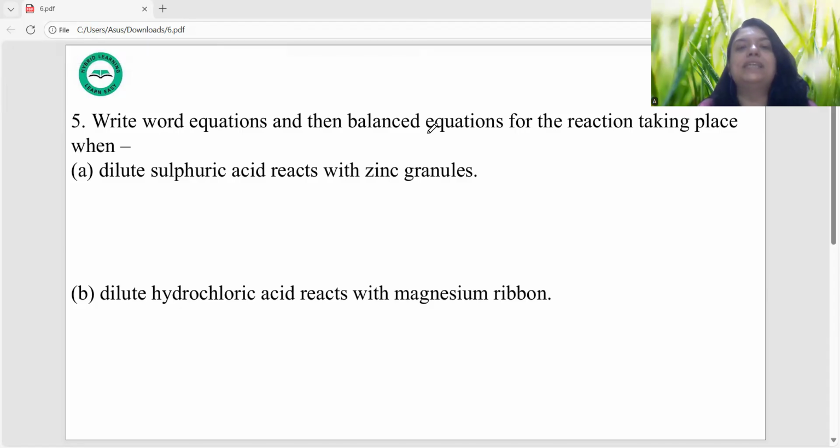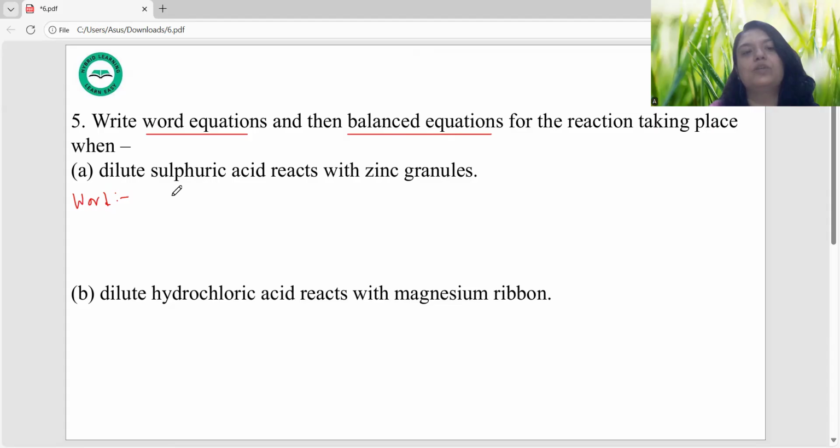Write the word equations and then balance equation for the reactions taking place when. So you have to write the word equation, then you have to write the balanced chemical equation. So let's get started. Dilute sulfuric acid reacts with zinc granules. I'm going to write the word equation first.